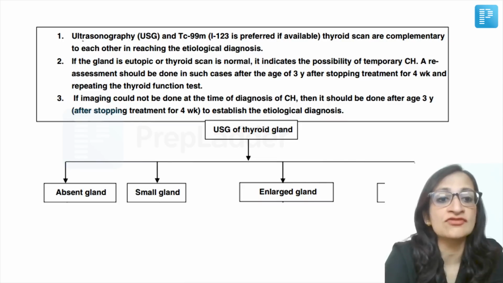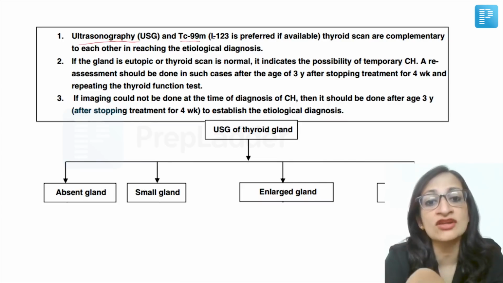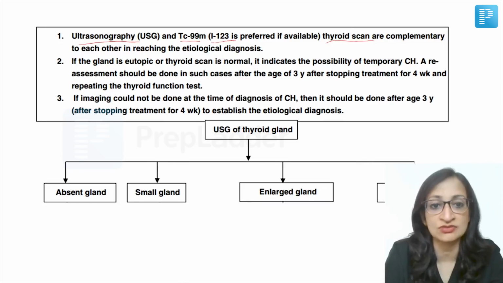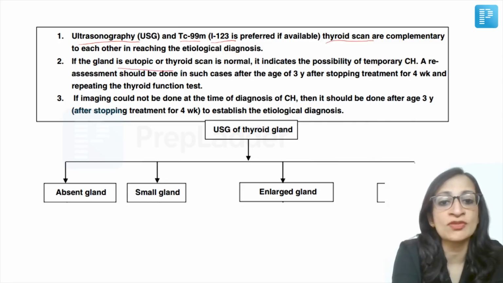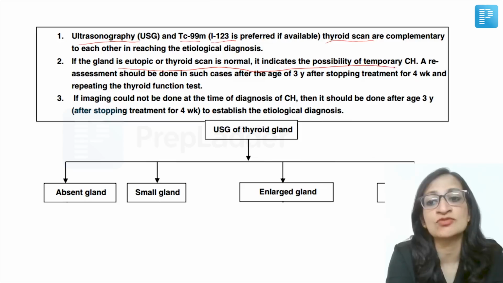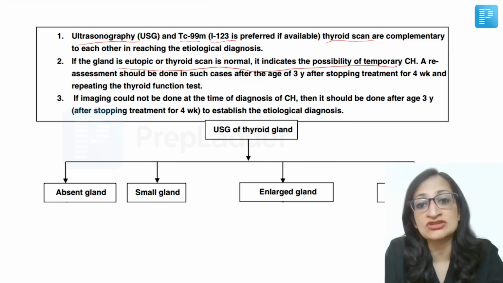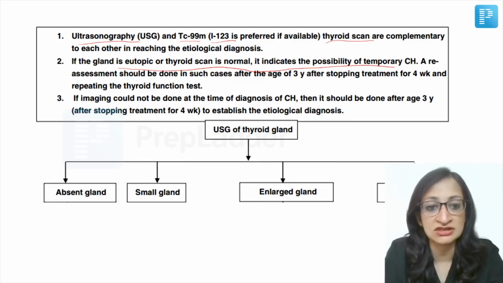So ultrasonography and technetium 99, or if iodine 123 is available, then that thyroid scan should be done for all babies with congenital hypothyroidism to get an idea of the etiology. Okay. So if the gland is eutopic or the thyroid scan is normal, it indicates a possibility of temporary CH. So as we mentioned, at 3 years of age, you can give a trial of stopping the treatment and check the parameters once again. Okay.